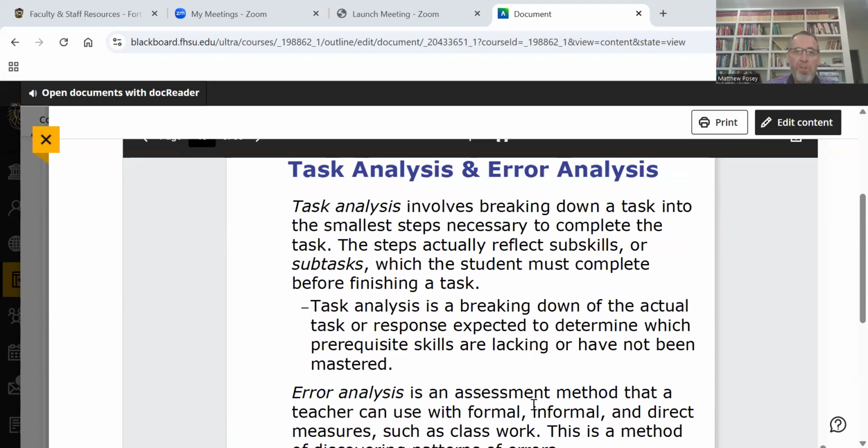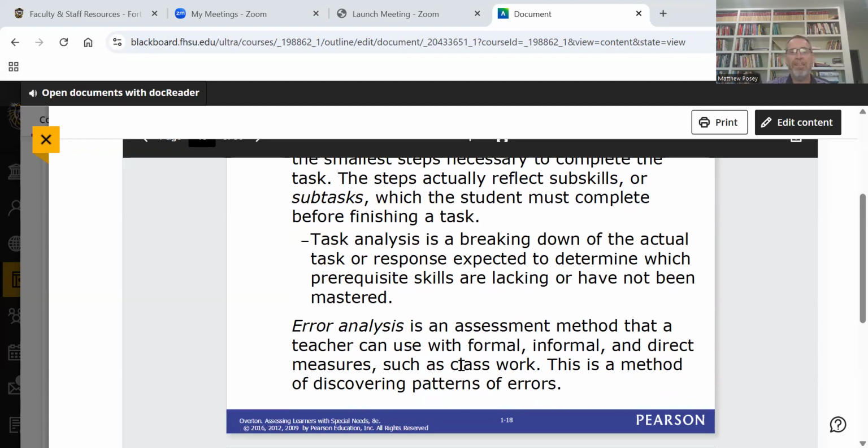One of the first slides I want to share with you is talking about task analysis and error analysis. And this is also a type of informal assessment. So task analysis is basically breaking down a task into small steps and actually asking a student to reflect on sub-skills or tasks that they must complete before they finish a complete task. And so that's one way to do an informal assessment. Also, another is error analysis.